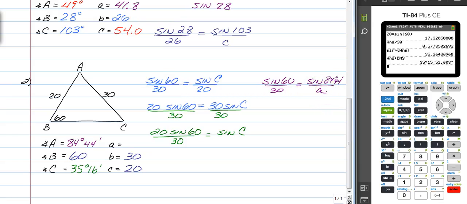Now we already discussed how we use our calculator to do that in the problem above. We would just cross multiply. It would be 30 times the sine of 84 degrees and 44 minutes divided by the sine of 60, and we will get a length of a as 34.5 units. Okay? Now that is the law of sines.